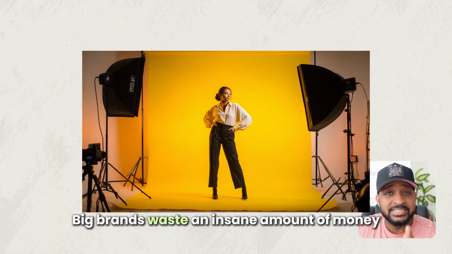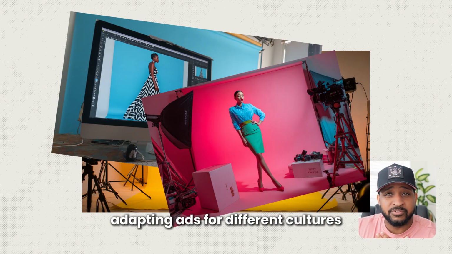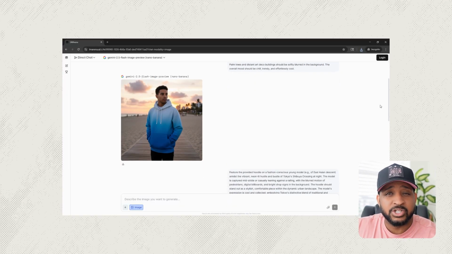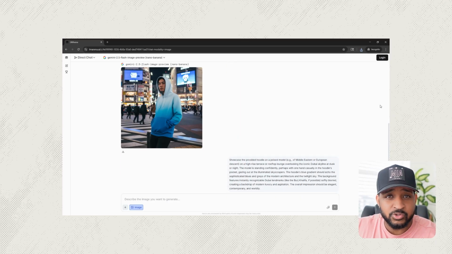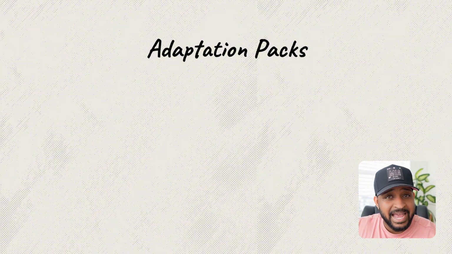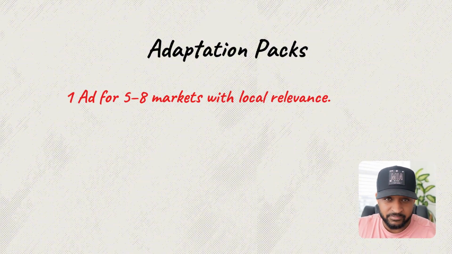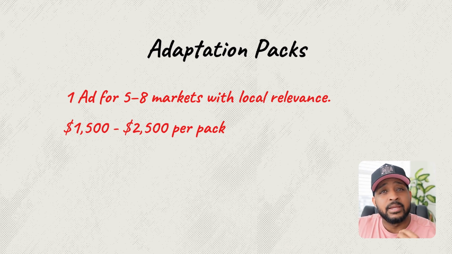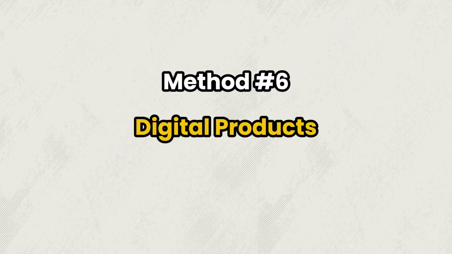Big brands waste an insane amount of money adapting ads for different cultures. What works in Miami doesn't work in Tokyo or Dubai. With Nano Banana, you can take one core product shot and instantly adapt it to different cultural settings. So let's take this for example. You can now offer adaptation packs. One ad recreated for 5 to 8 markets with local relevance. Charge anywhere from $1,500 to $2,500 per pack. Global brands with $100,000 or more in ad budgets will happily pay to improve their ROI.